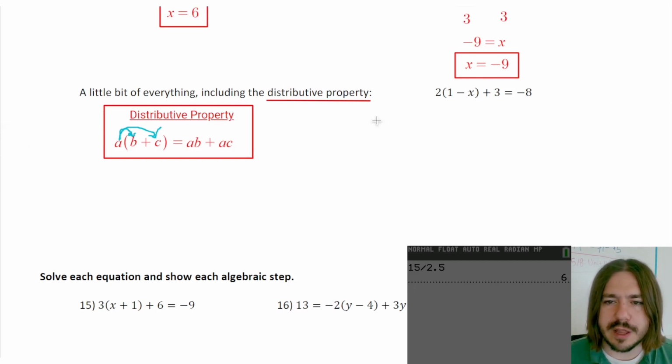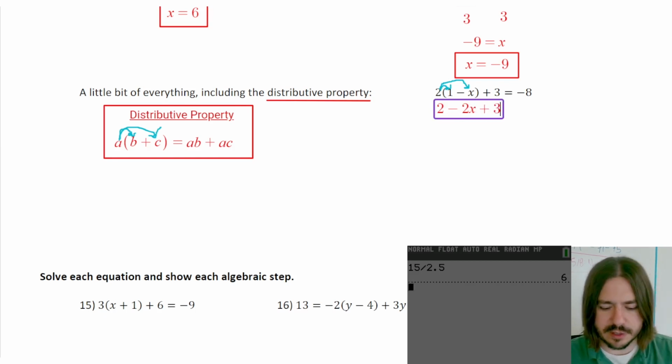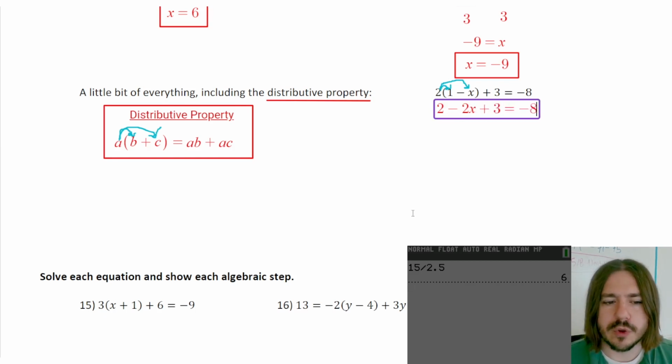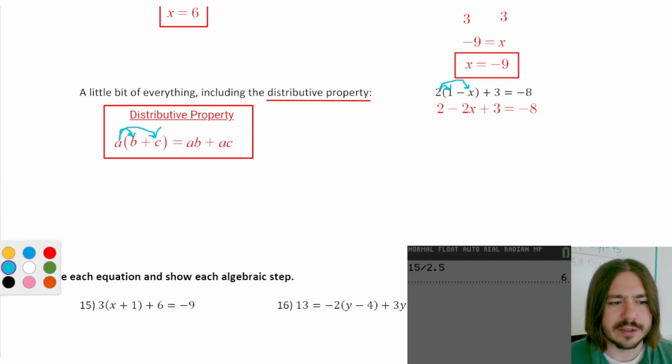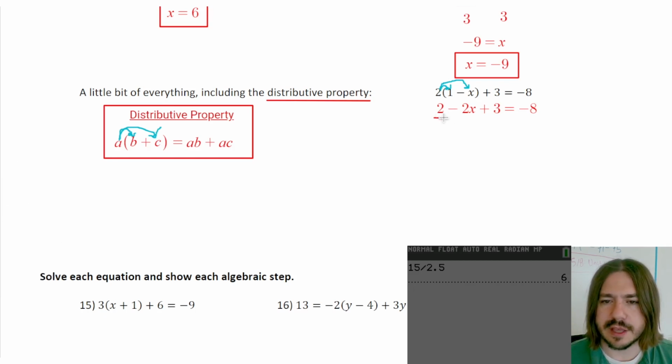Okay, so how that applies over here is we're going to multiply the 2 by both 1 and negative x. So 2 times 1 and 2 times negative x. That'll be 2 minus 2x. And then we have plus 3 equals negative 8. We do have some like terms we need to combine here. We've got the 2 and we've got the plus 3. These are like terms because neither one has an x.